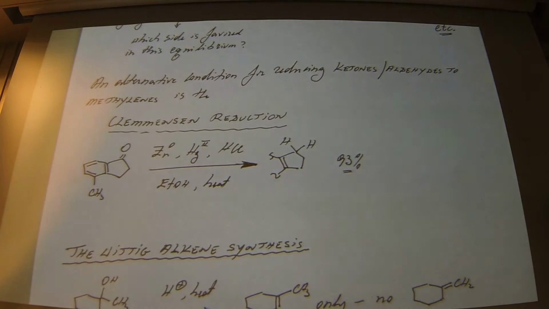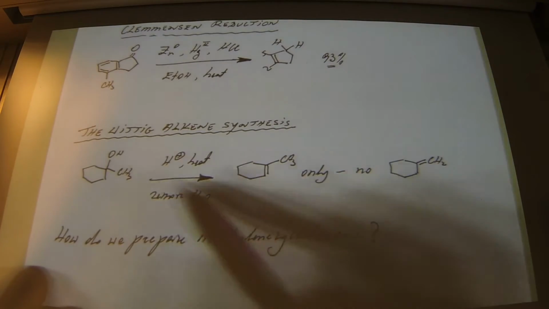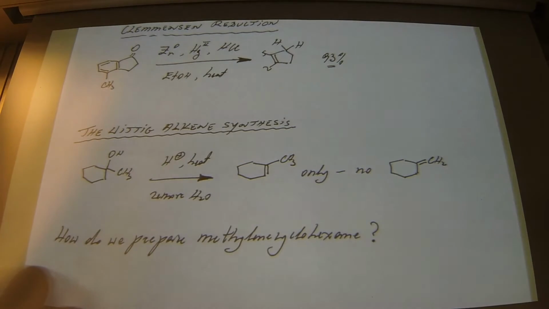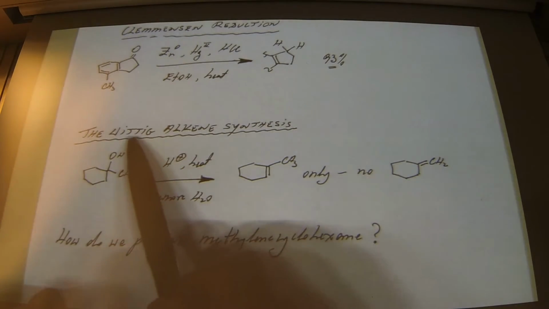So Clemmensen reduction and Wolff-Kishner reduction are two common methods for taking carbonyls all the way down to methylenes. There are many others too, by the way, and we don't need to talk about those. What I'd like to talk about next, though, is kind of an important reaction. It's called the Wittig alkene synthesis. Wittig was German, so it's not Wittig, it's Wittig.